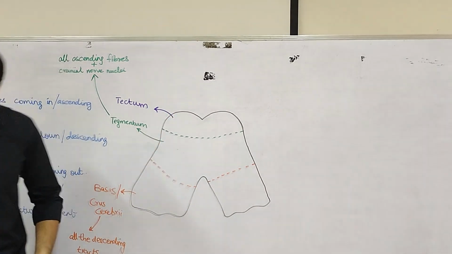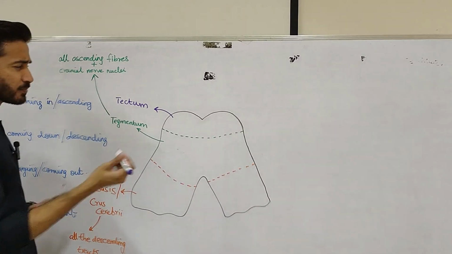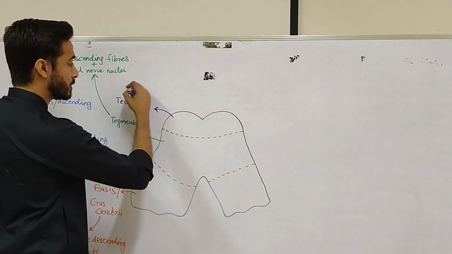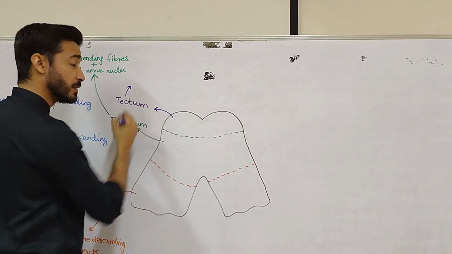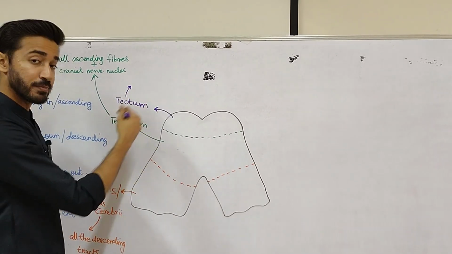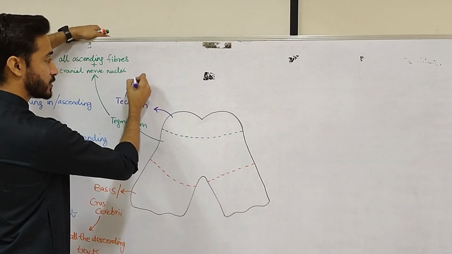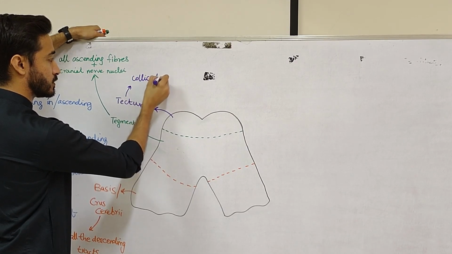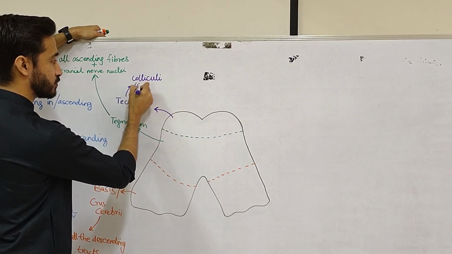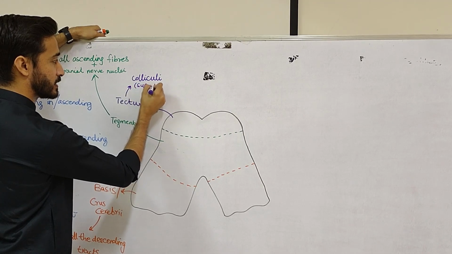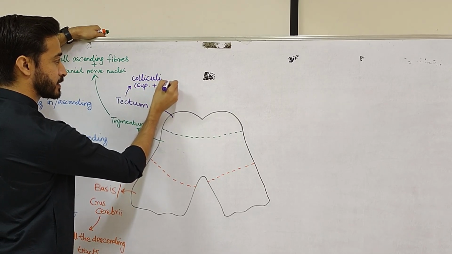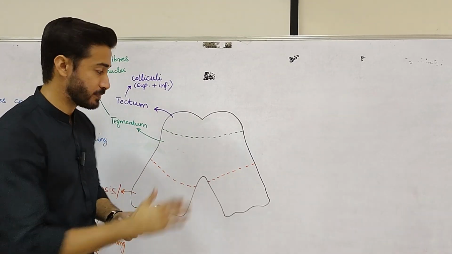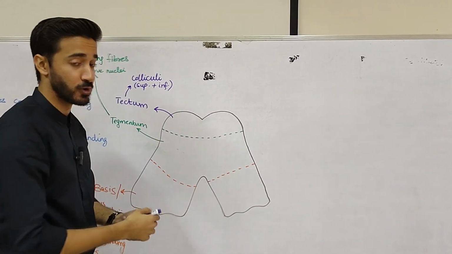Now we're left with tectum. So tectum doesn't really have important structures in the pons and the medulla, but it does have two important structures in the midbrain, and those are your colliculi. So colliculi, we have a superior colliculi plus inferior colliculi. But at this level, we're only going to be talking about the inferior colliculi because that's where this section is going to be drawn from.